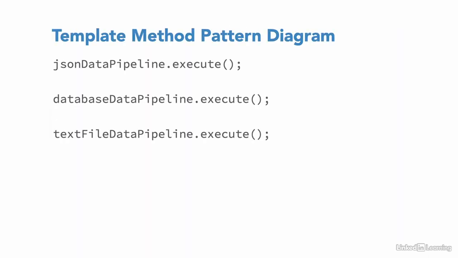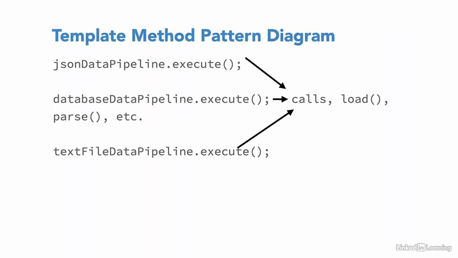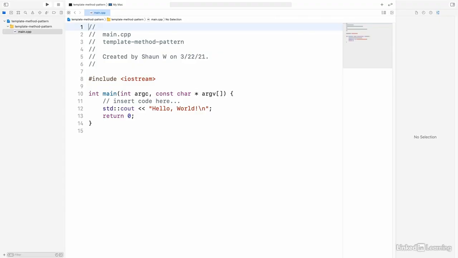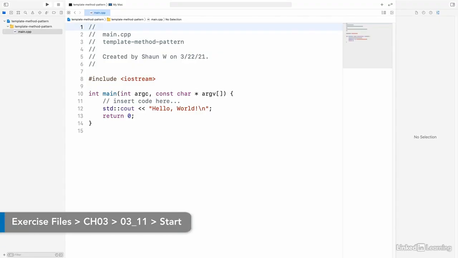And finally, whenever we want any of these subclasses to do its thing, we simply call the execute method that it inherited from the abstract data pipeline class, and everything will be performed just as we want it to in that order of steps. Okay, now that we've learned the basics of the template method pattern, let's take a look at a concrete example of what this pattern is going to look like in our code.